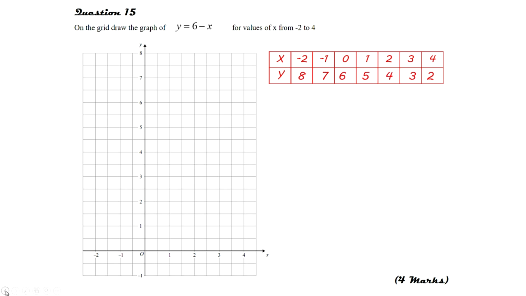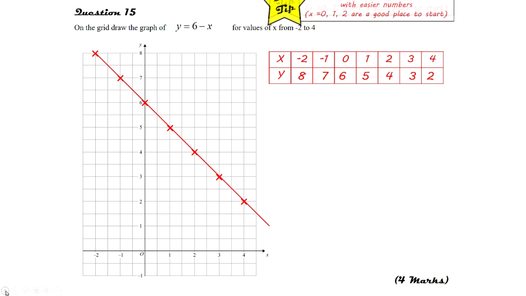And you should always be able to see some sort of pattern here. If it's a linear equation, then you expect it to go up or down by the same amount each time, and if it's a quadratic equation, it wouldn't go up or down by the same amount each time, but you should still be able to see some pattern in terms of symmetry going on here. Once I've got that, I plot all of my points, and you would expect these to make the shape of a straight line. Don't forget to join them up and make that straight line.